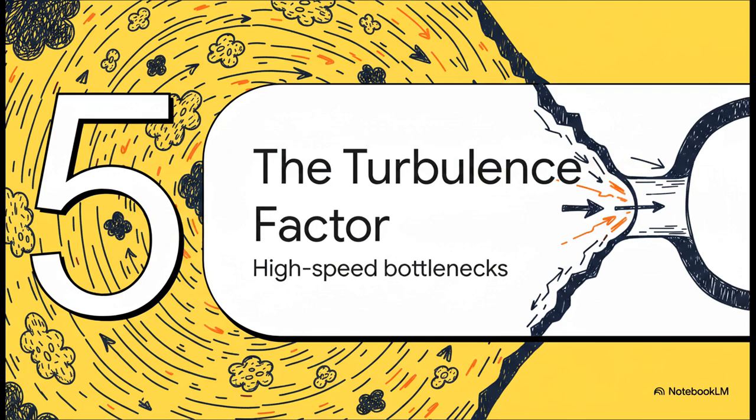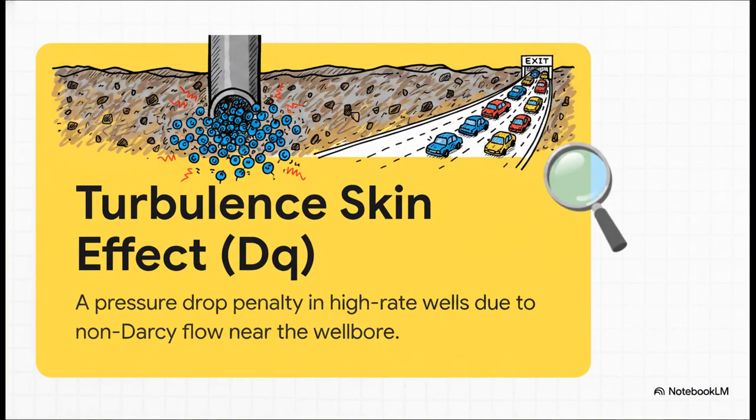Which brings us to Section 5, the turbulence factor. Let's look at these high-speed bottlenecks in the well. We call this chaotic bottleneck the turbulent skin effect, represented mathematically as Dq. You can think of this effect kind of like a massive traffic jam at a single highway exit ramp. The faster the gas tries to exit the solid rock and rush into the steel pipe, the more the molecules literally bump into the rock and into each other, creating intense friction. This chaos steals vital pressure right from our well, severely limiting how much gas we can ultimately produce.